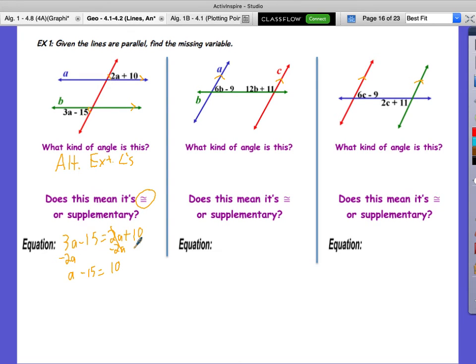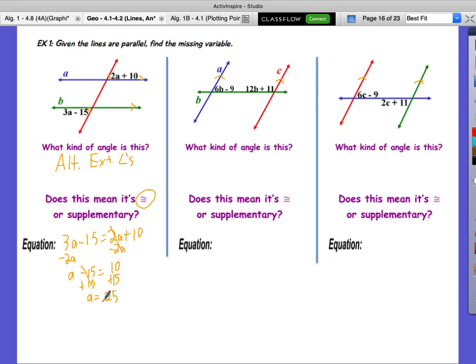So how do we get rid of this negative 15 away from the a? Add 15 to both sides. Negative 15 plus 15 is 0. A is equal to what's 10 plus 15? 25. And we were asked just to find the missing variable.